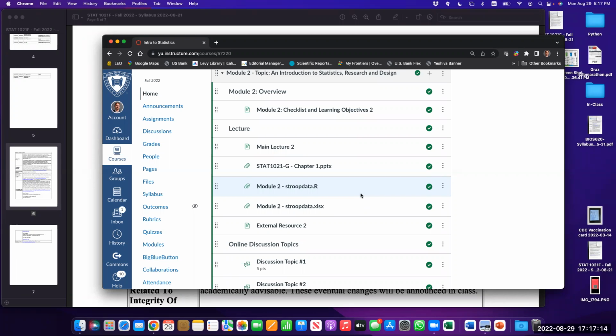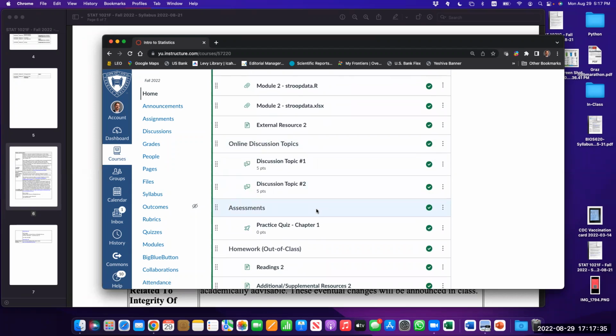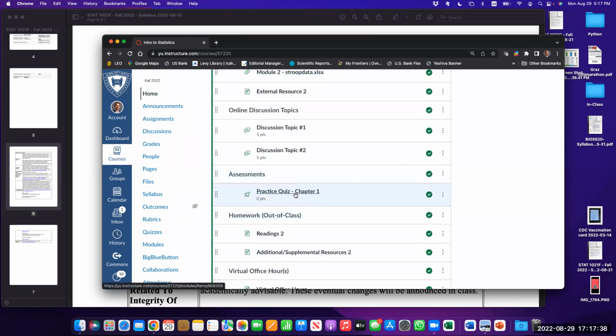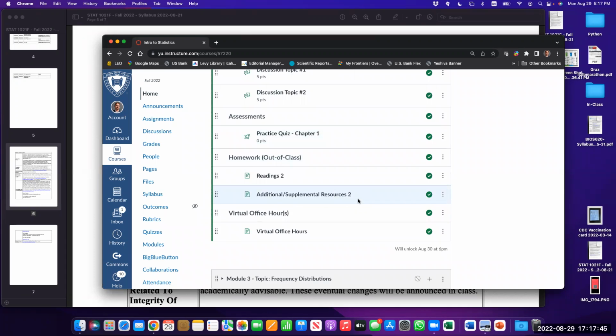That is an Excel format. I don't know how computer savvy you are, but everything after the period indicates what kind of file type it is. If it's R, it's an R file. If it's XLSX, it's an Excel file. Following that, you have the online discussion topics, so you link to the discussion board. You have the practice quiz, which gives you a taste of that lecture, of that particular topic. The readings give you that chapter of the book. And then the additional supplement contains additional videos that I found interesting, or something in addition to what we have discussed in class that may help you understand the concept.